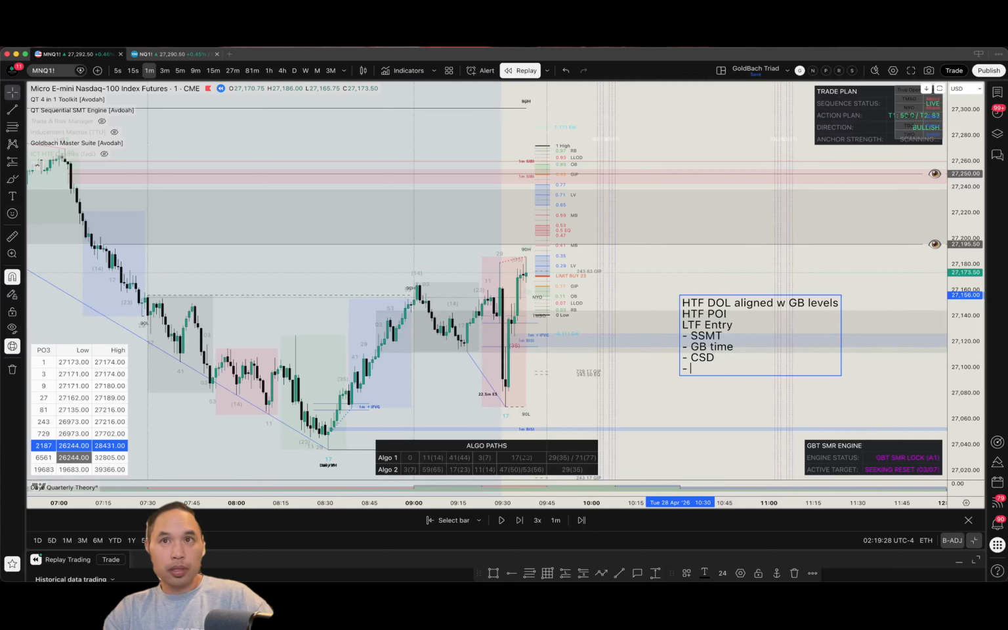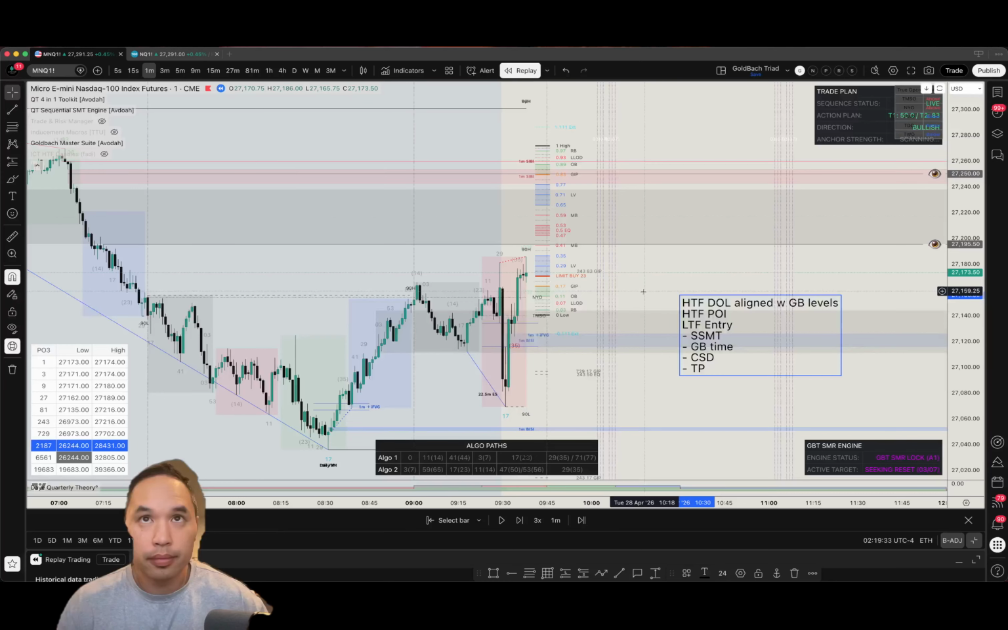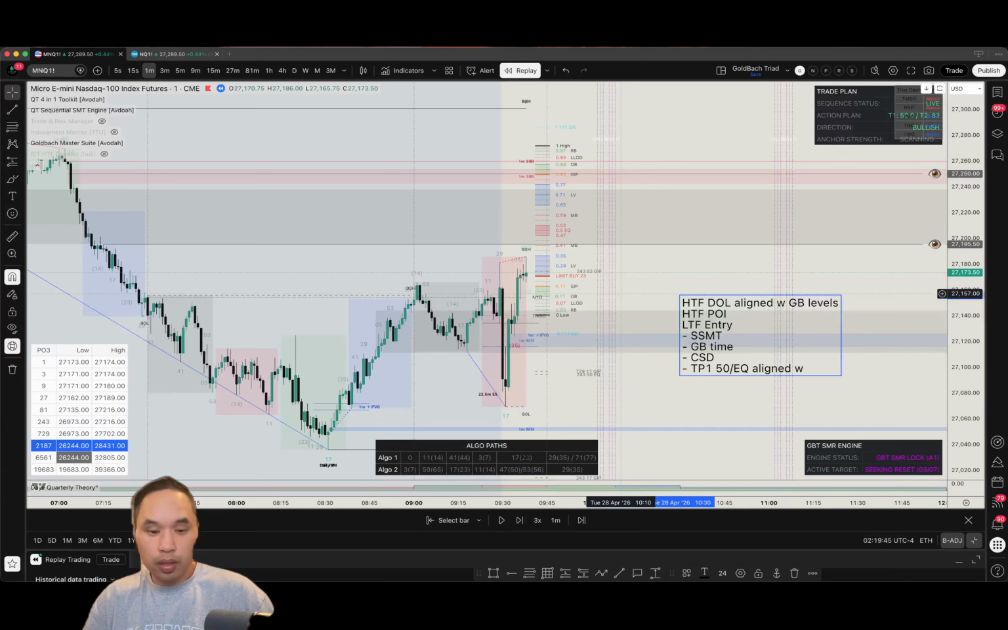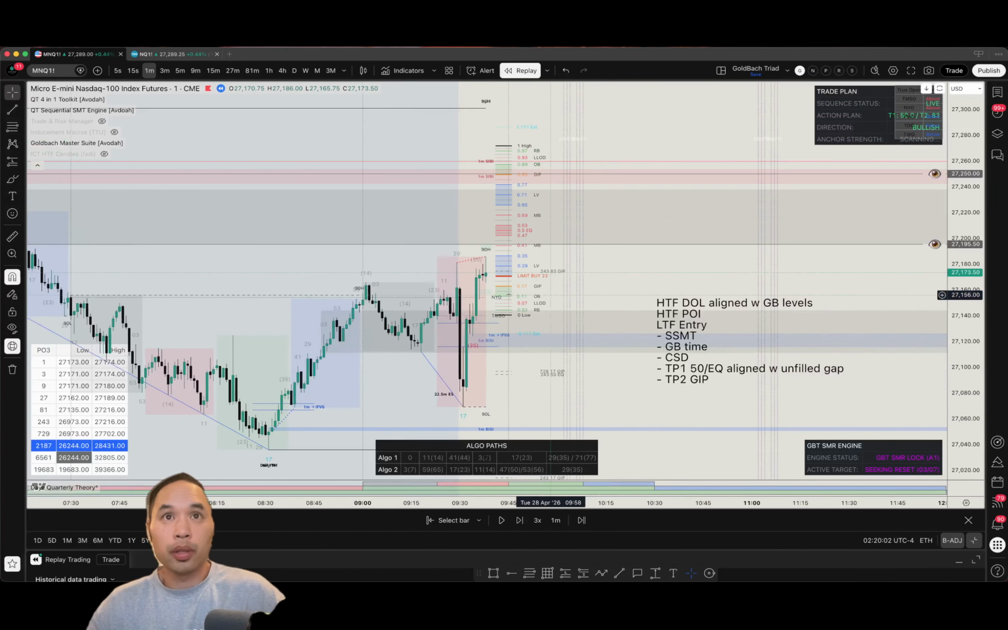My target is going to be a TP1, depending on the trade plan. I'll get into my targets here in a second. But TP1 is going to be EQ, 50%, that's aligned with an unfilled gap. And then TP2 is going to be the GIP level. So let me show you what I mean here.